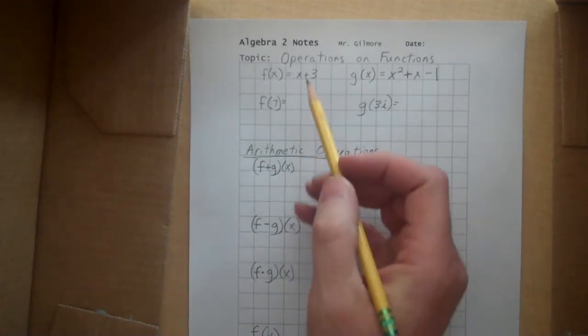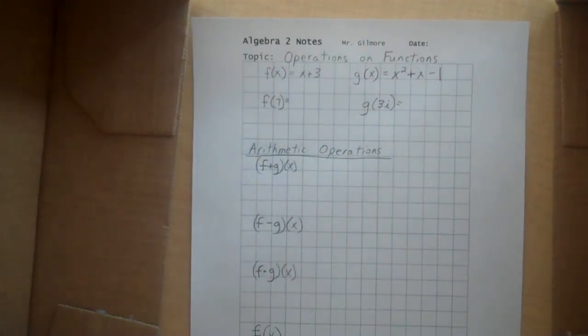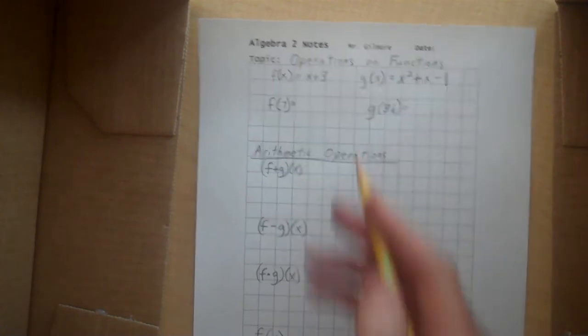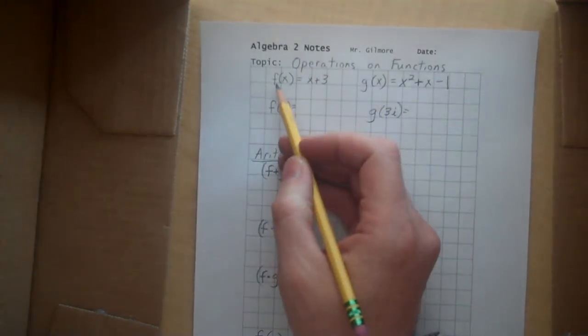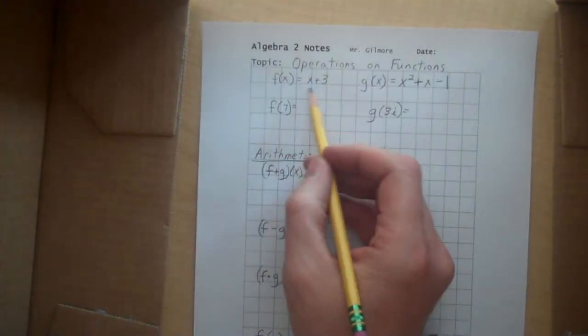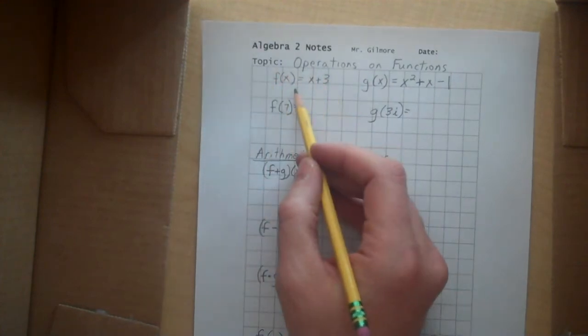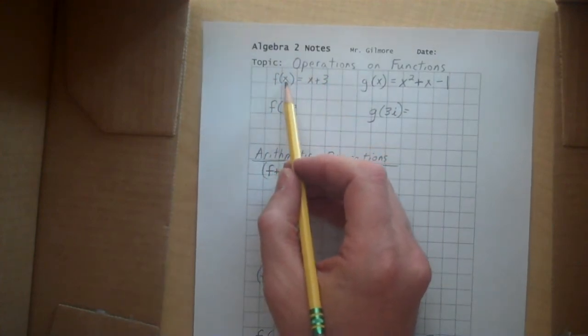We are going to work on operations on functions. It's the last section we're going to do in Chapter 7. And here is an example of a function, and it's in function notation.